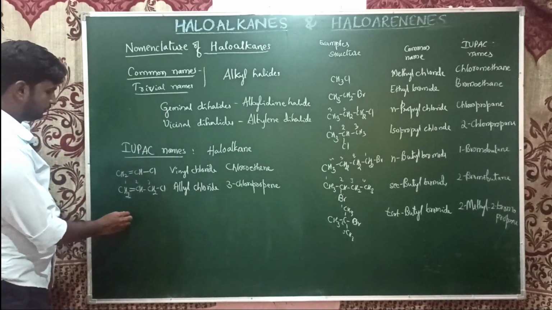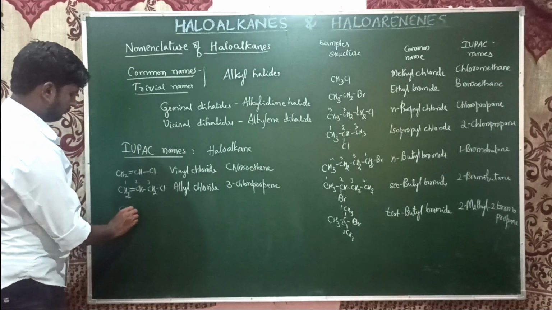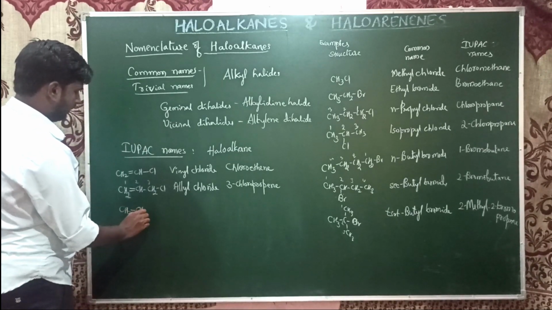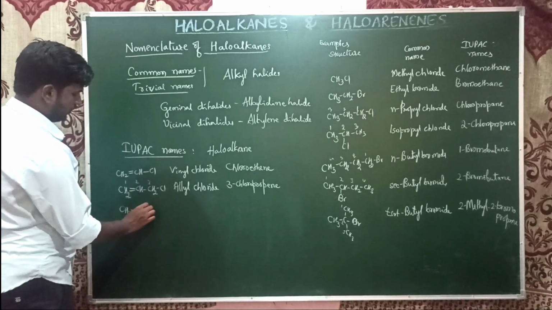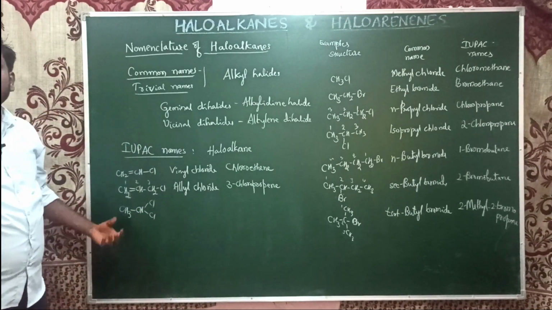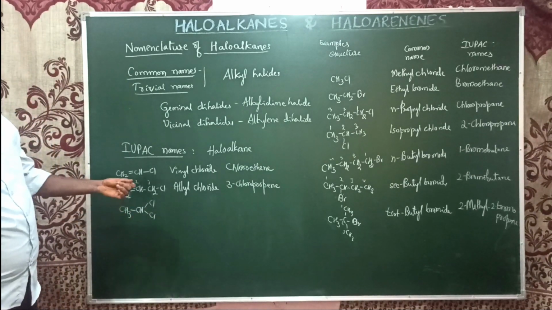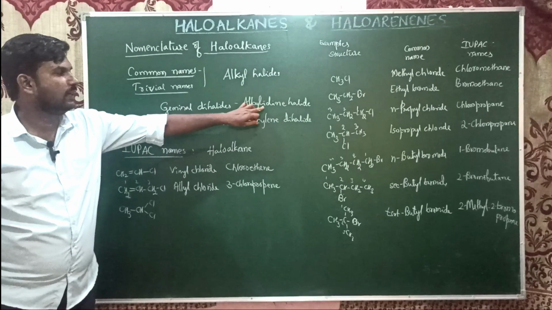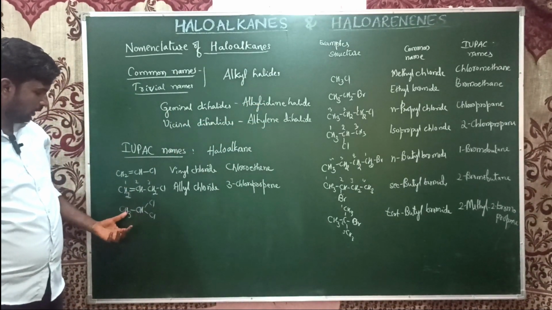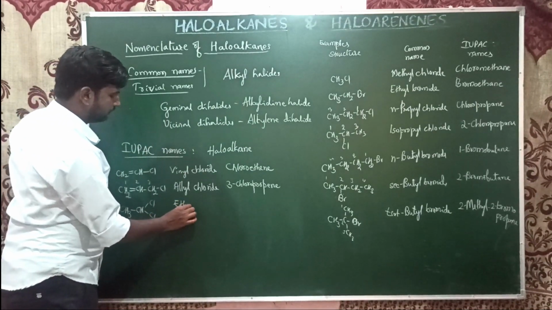Next, examples for geminal and vicinal. CH3CHCl2. This is a geminal dihalide. Geminal will be named like alkylidene halide. Here we have 2 carbons, which means it will be ethylidene chloride.